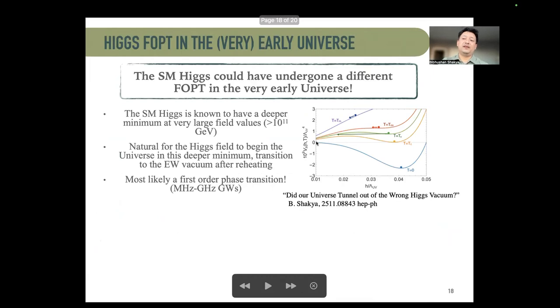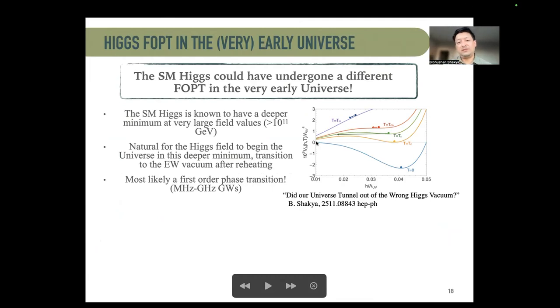But that's not the end of the story, right? Because the Higgs is richer. In particular, we know that there is probably a deeper, higher energy minimum at very large field values. This is what the current standard model measurements seem to tell us, that the Higgs actually becomes unstable at about 10 to the 11 GeV. And if you go to higher field values, then the Higgs develops a deeper minimum that is actually the global minimum of the Higgs potential.